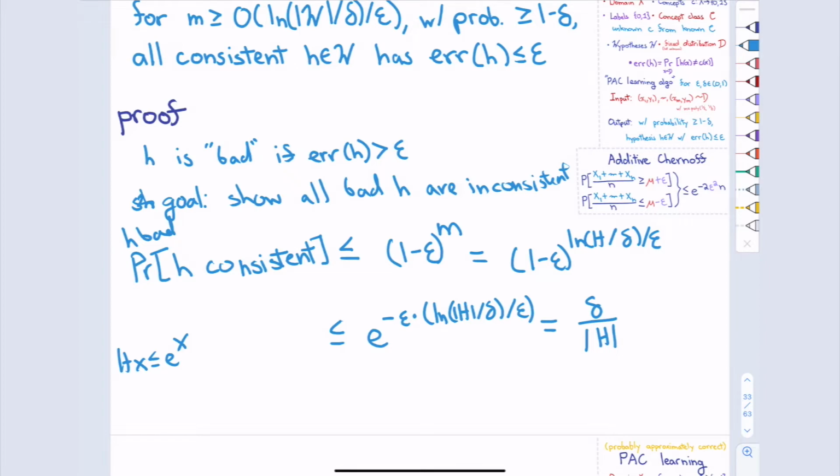So that's for one bad hypothesis. How do I make sure that none of the bad hypotheses turn out to be consistent? A union bound. And how many bad hypotheses are there? At most the number of hypotheses. So a union bound over everything completes the proof. Simple enough.